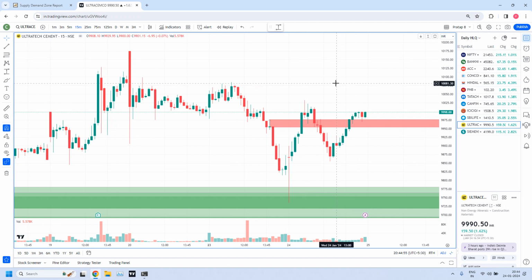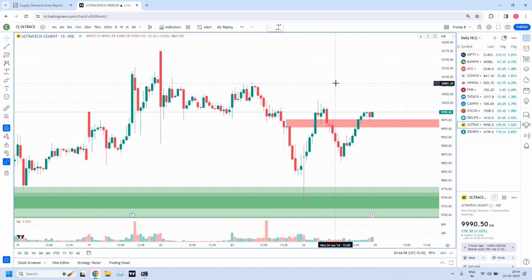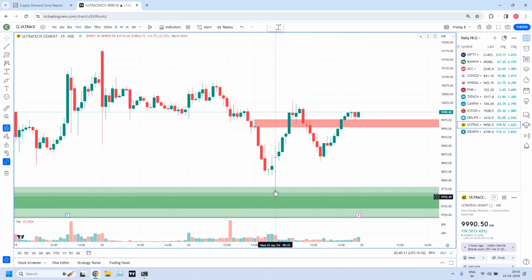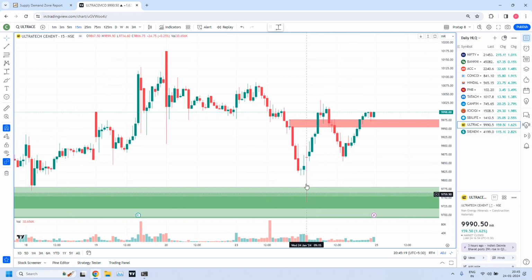So this is about the Ultratech Cement trade, which has given 20,160 rupees profit, which is 11.5% ROI. Always remember these rejections from the high liquidity zones; the fine-tuned area in the high liquidity zones is the key. Such kind of rejections we are seeing in almost every stock, except in a few scenarios.